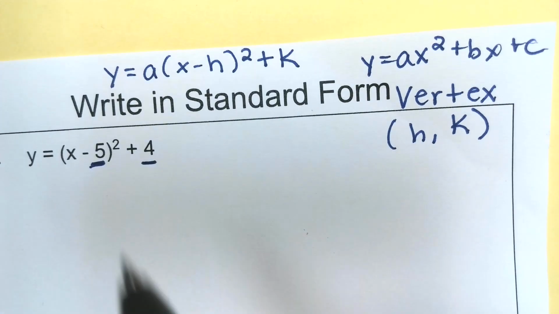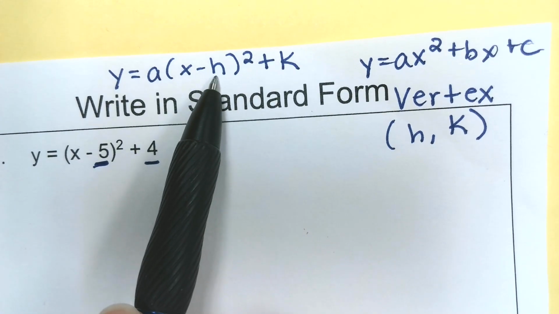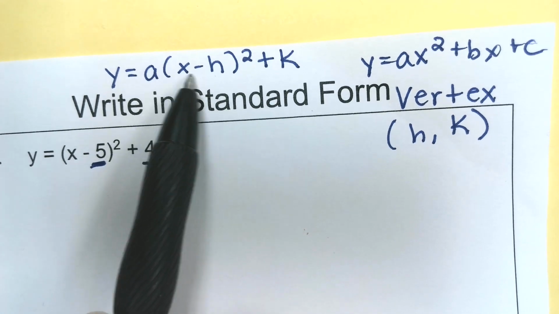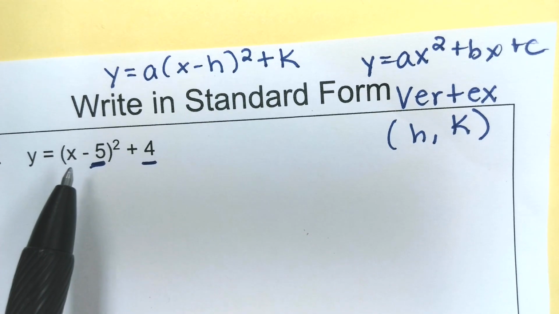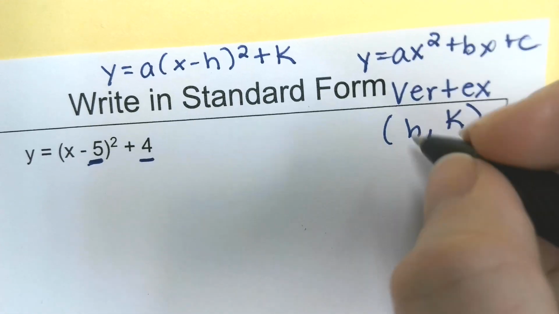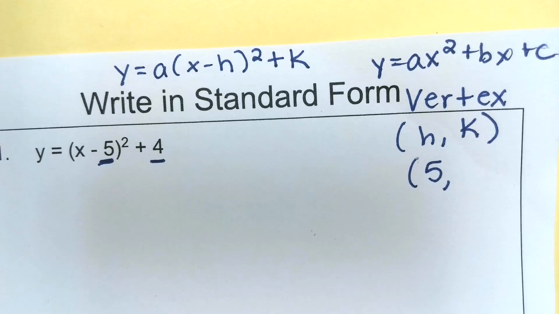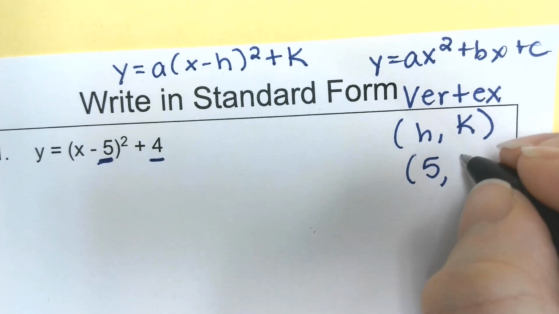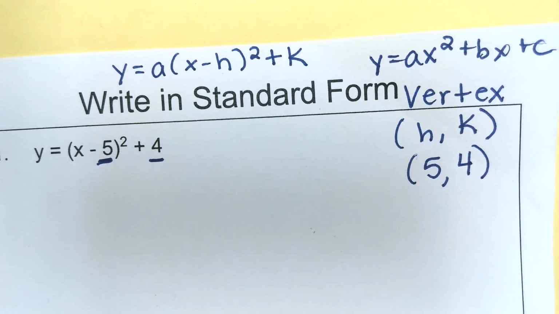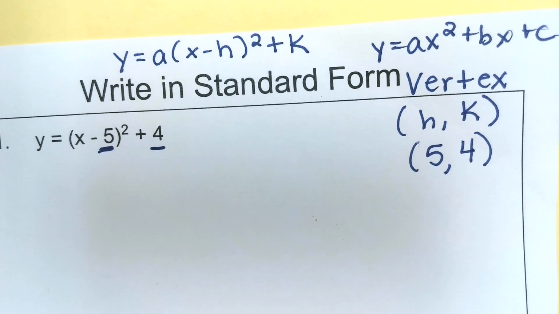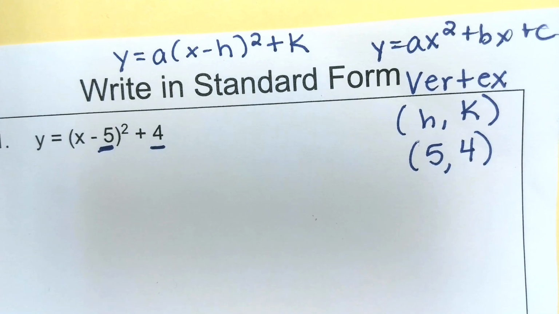So the h is going to be, remember we talked about crazy x? It's the opposite of what you think it should be. So in our formula it says x minus h. This is x minus 5. So h is 5. Not negative 5, it's the opposite sign. And k is 4. So our vertex is 5, comma 4. So step 1 is just to write your vertex.